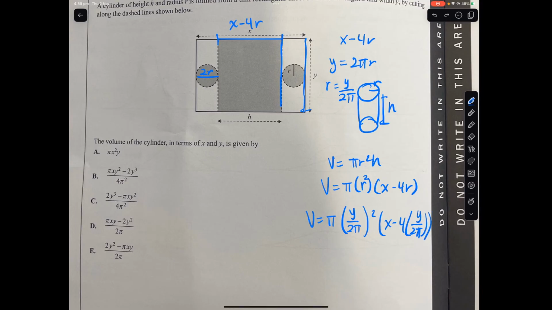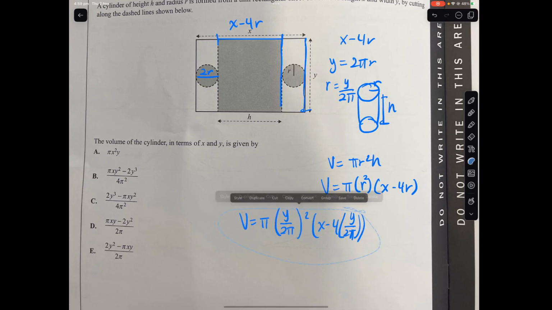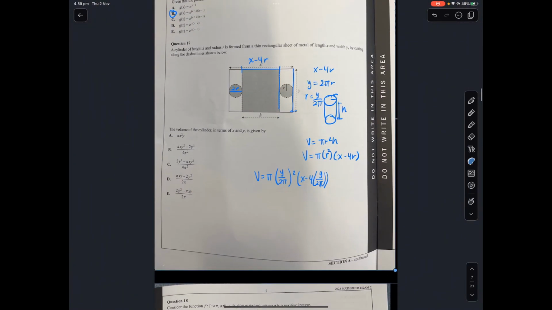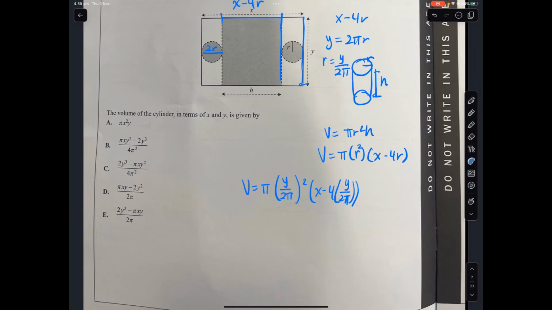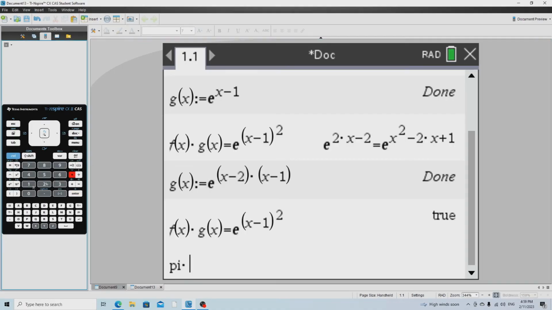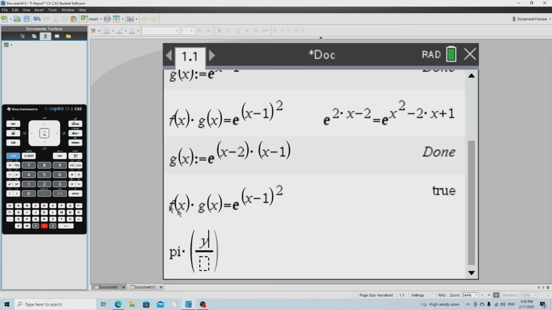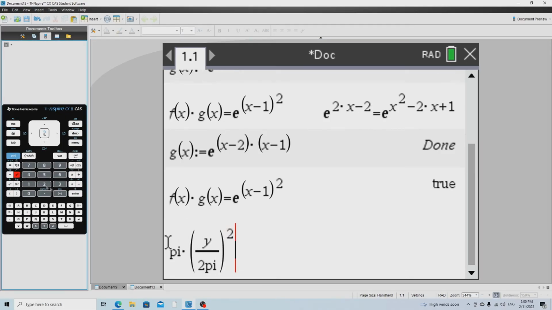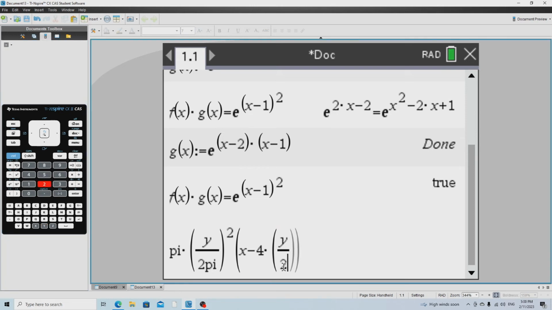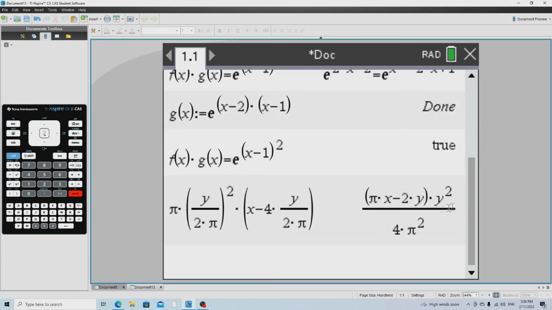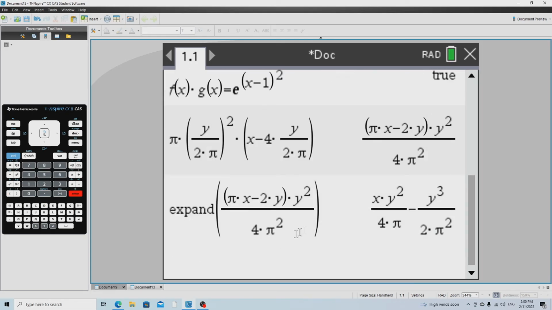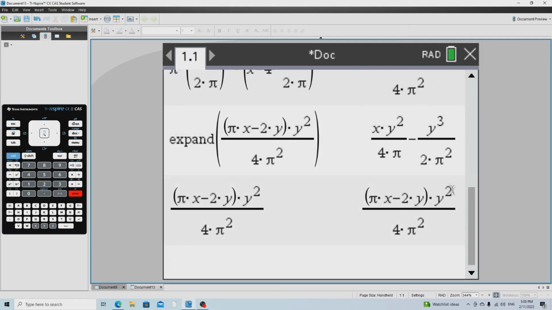Let's put that in our calculator and see which one it would simplify to. Okay, let's do that. Pi times y over 2 pi squared, x minus 4 times y over 2 pi. And so we get this. If I expand it, okay, just keep this actually. If I multiply that, that's negative 2y to the power 3. Which one has that?